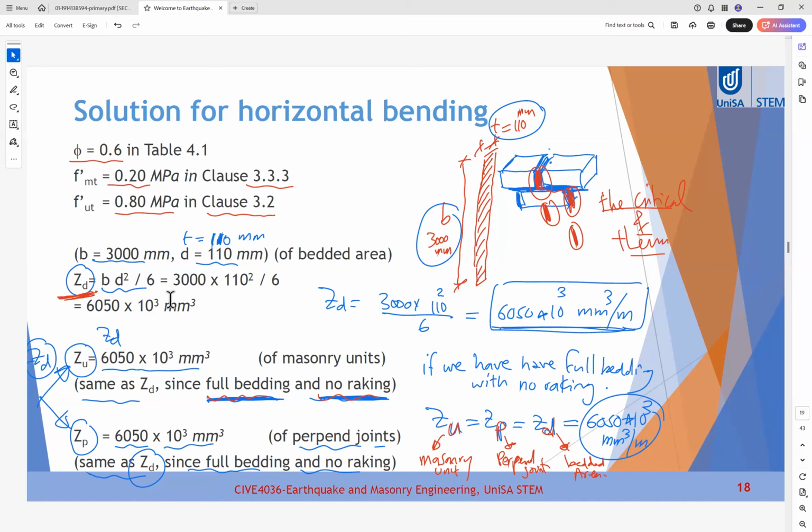Can you explain what is racking? Racking means in some joints they leave them with no filling. So this is what is meant by racking. Okay, sir. Thank you.